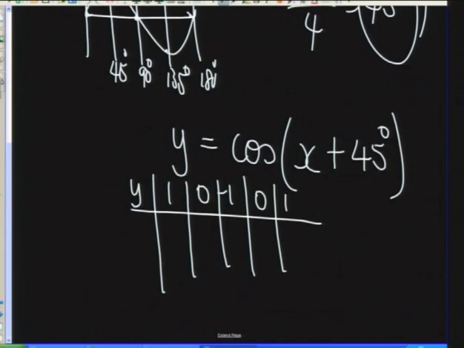Okay, 1, 0, -1, 0, 1. And the question is, when is this going to be 1? When is cos of x plus 45 equal to 1? When x is minus 45. So we're going to start at minus 45.